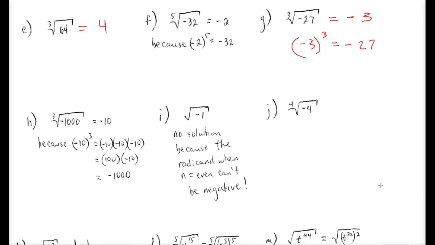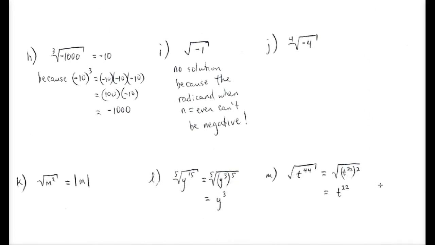Okay. Moving on to our next set here, we see that we have the cube root of negative 1000 is negative 10, because of course negative 10 multiplied times itself 3 times gives us negative 1000. For the square root of negative 1, we know that there is no real number solution here, because we cannot take the even nth root of a negative number.